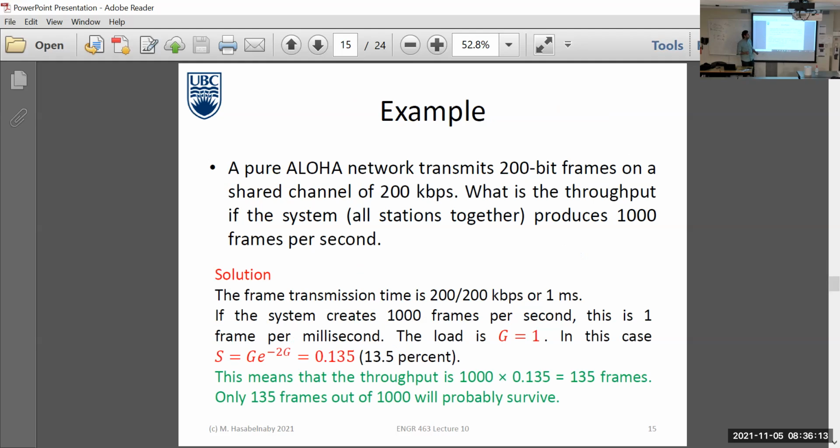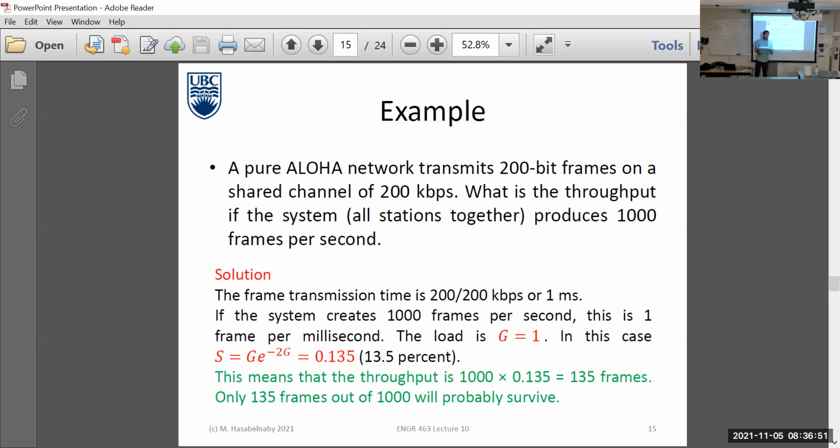Okay. So at first, we must calculate the frame transmission time. How can we calculate the frame transmission time? The frame transmission time is equal to the number of bits per frame divided by the total data rate. As in pure ALOHA, as I told you, you will transmit at the full data rate of the channel. So this is equal to 1 millisecond. Okay, so the TF, the time to transmit one frame, equals 1 millisecond.